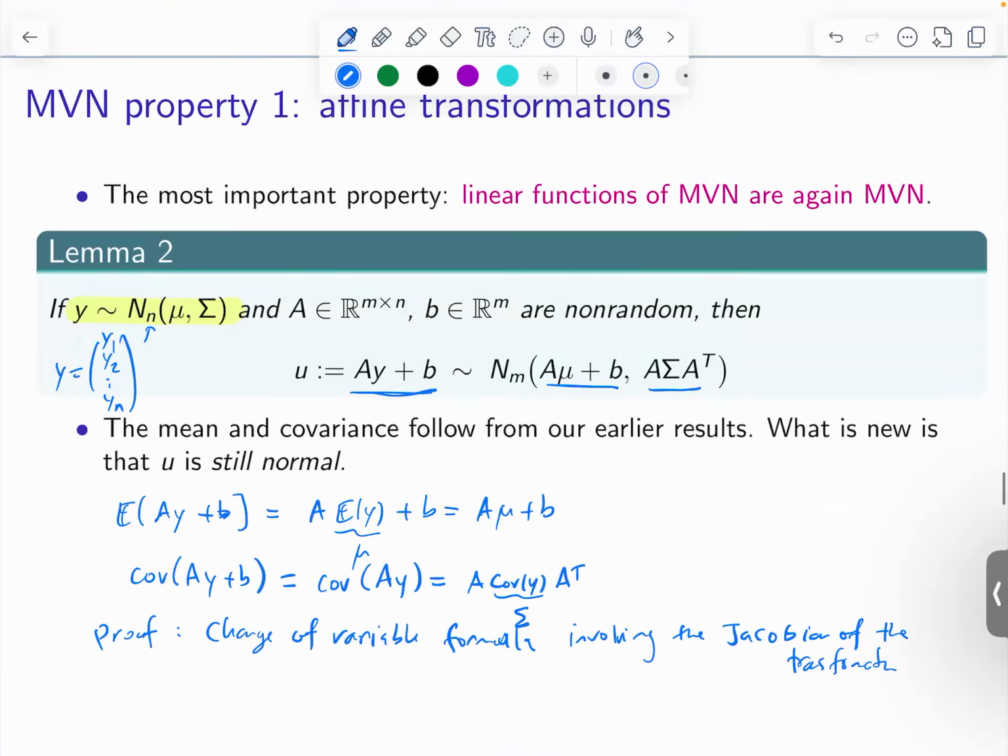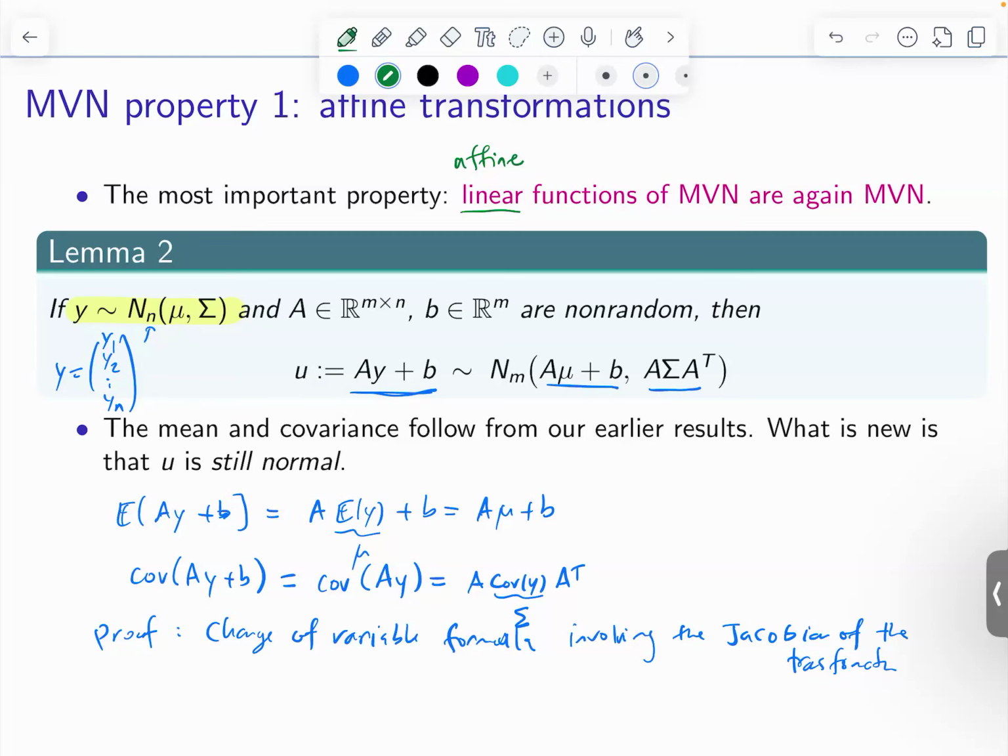Okay, so we stay in the same family under linear functions or affine functions. Have you seen the one-dimensional version of this? If I give you a normal scalar and the value is multiplied by 2, it would be another normal value. If I add something to it, it will be another normal value. So this is the more general version.